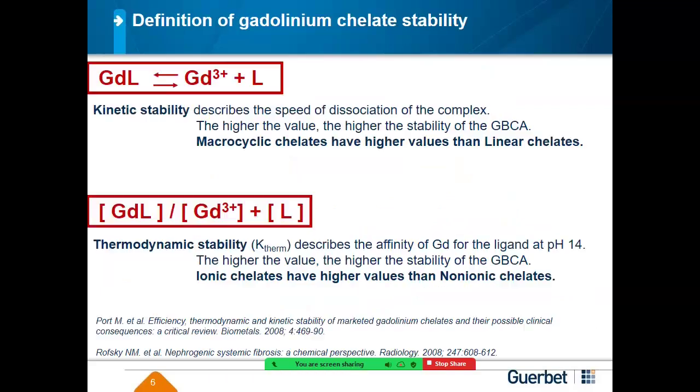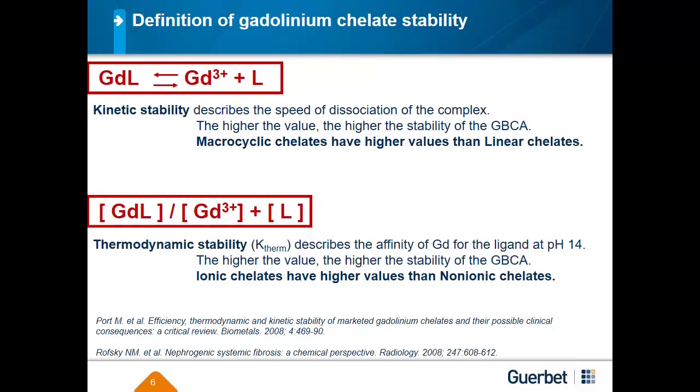When it is macrocyclic, the kinetic stability increases. Stability increases, which means the gadolinium will not come out of the macrocyclic structure. This is called kinetic stability. It will not become toxic, even though it will give good images over a period of time.